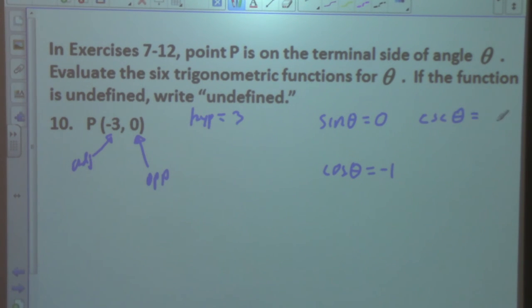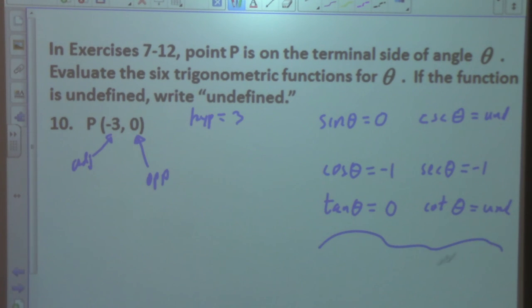Cosecant is -3 over 0, which is going to be undefined. Okay. The secant is going to be +3 over -3, which is going to be -1. Okay. Your tangent is going to be 0 over -3, which is going to equal 0, and then your cotangent is going to be -3 over 0, which is going to be undefined.